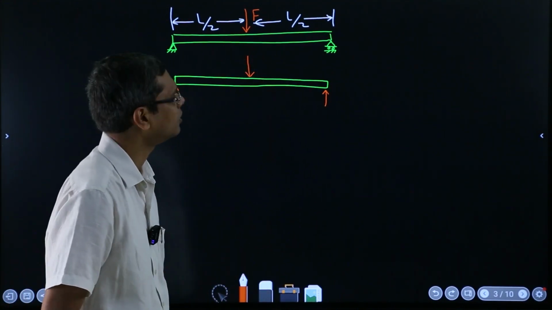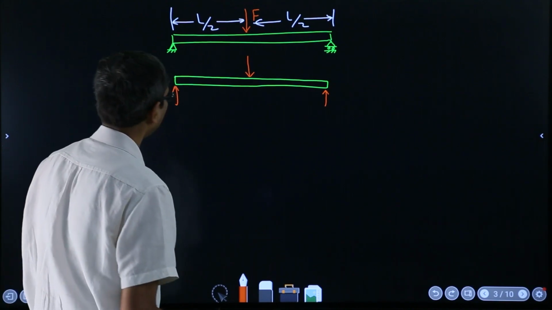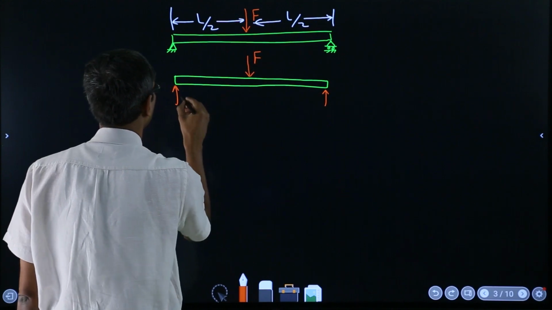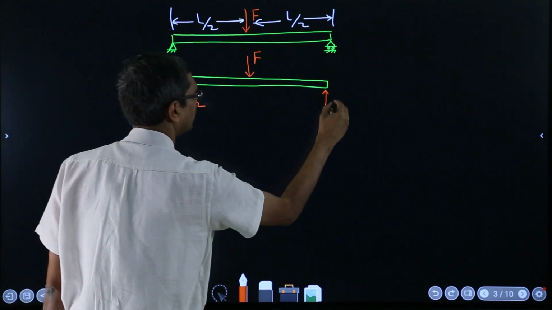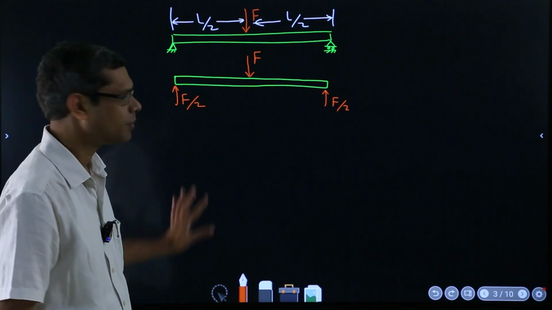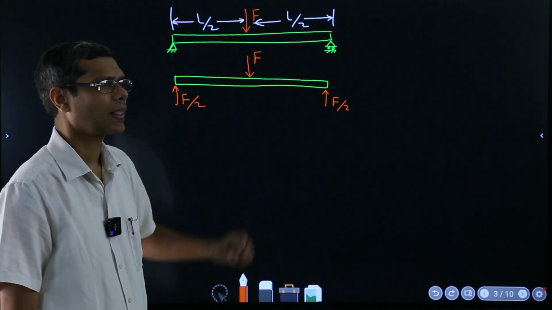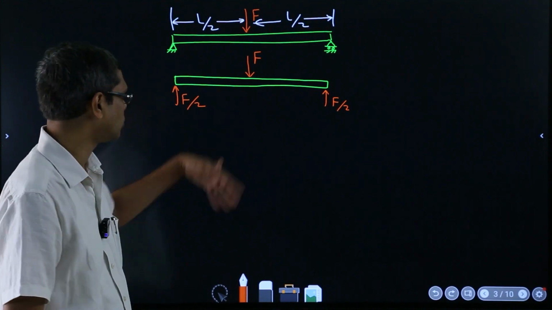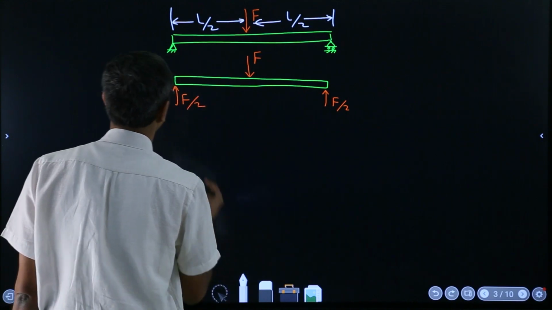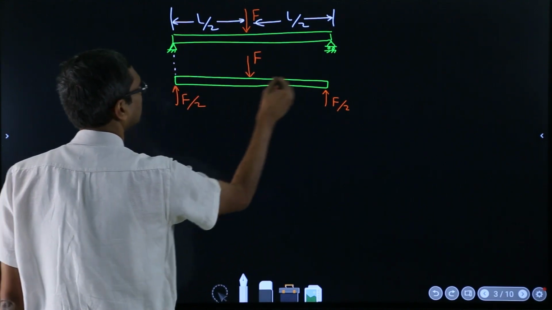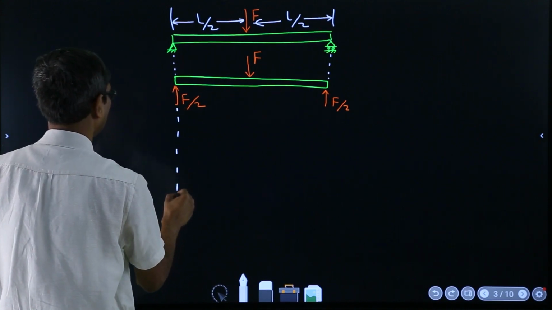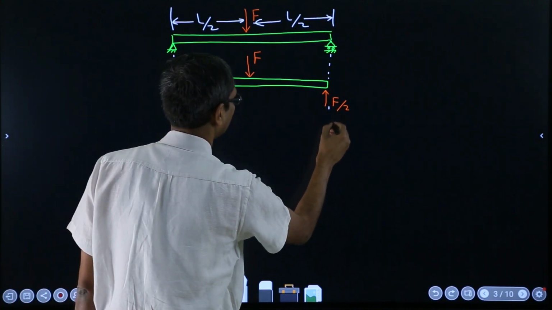Then you can figure out all the reaction forces, and you will show here, if this is F, obviously this will be F over 2 and this will be F over 2. And in your shear force bending moment diagram, all these important values should be shown. I always try to draw this way so that you maintain the sequence.